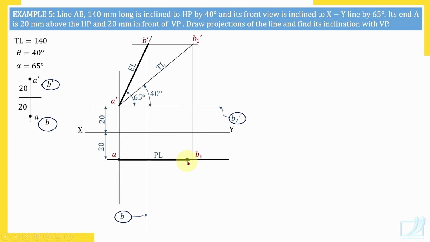If you rotate AB1 in anti-clockwise direction, you will get B above the XY line. But it's clear that we want B below the XY line. So we should rotate in clockwise manner so that we get B below the XY line. This is how I have marked B.